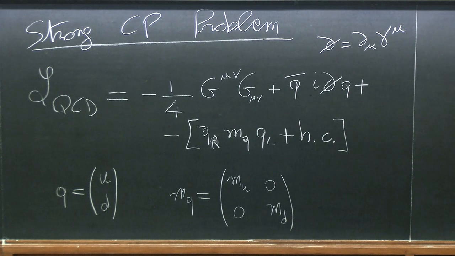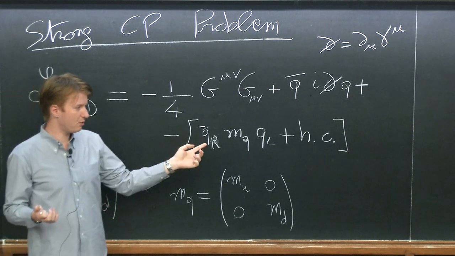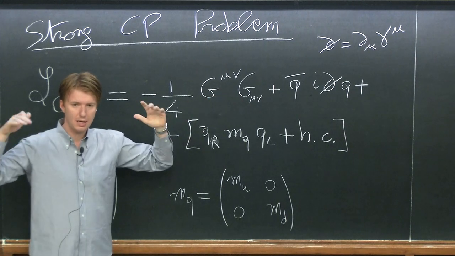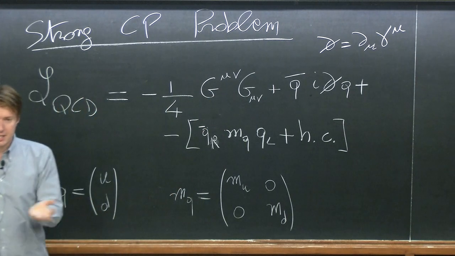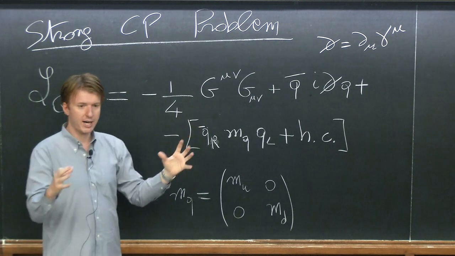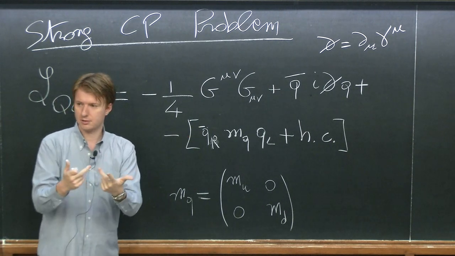Okay? At very high scales, at very high temperature, the fundamental degrees of freedom are quarks and gluons. So in the early universe, when the temperature was above 1 GeV, we had a plasma of quarks and gluons that were not confined within hadrons. And then as the universe cools down, we went through a phase transition where quarks and gluons confined into hadrons, like neutrons, protons, pions. Yes?